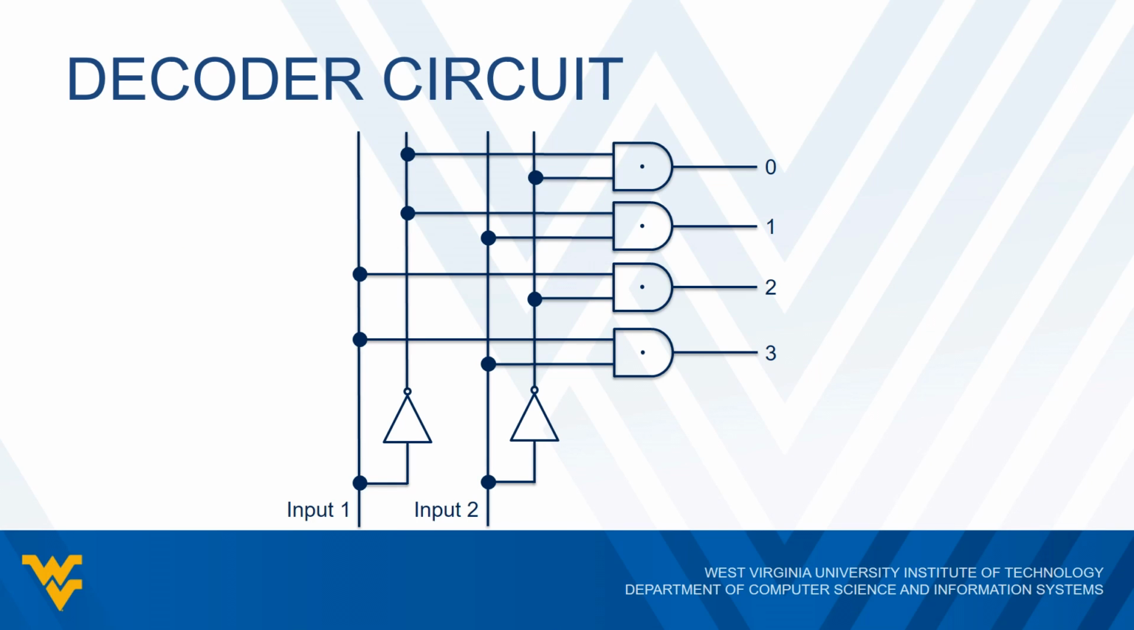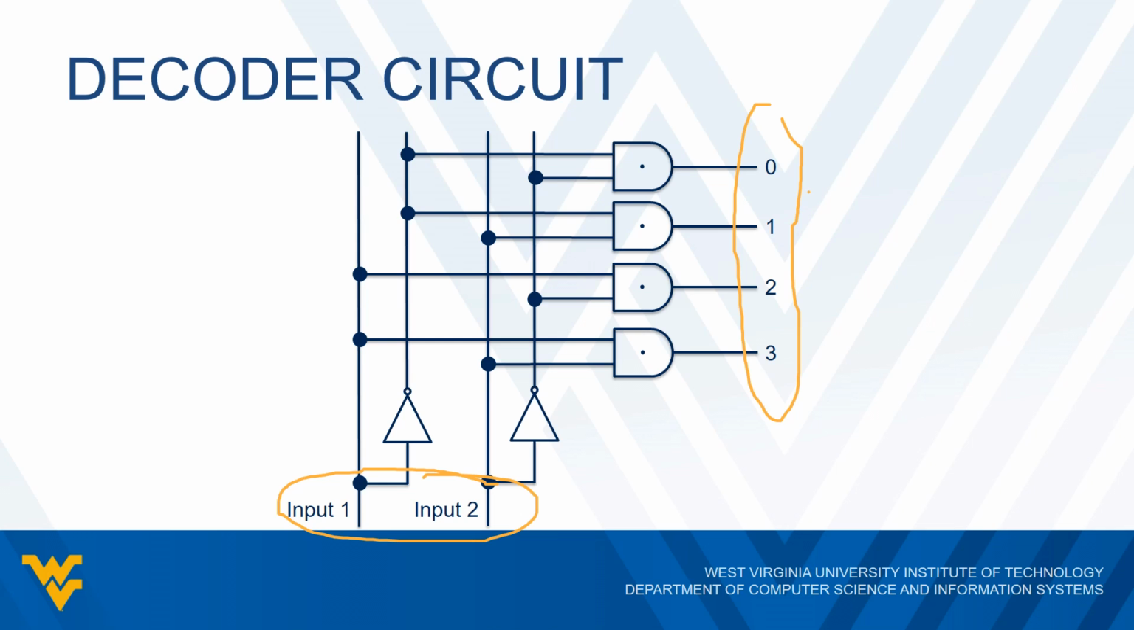Here we have an example of a 2-to-4 decoder circuit with 2 input lines. So we have those input lines down here, input 1 and input 2, and then we have our 4 output lines, which would be over here. So these 4 output lines are labeled 0, 1, 2, and 3, and the only output line that carries a signal of 1 is the line whose identification number is equal to the value appearing on the 2 input lines.